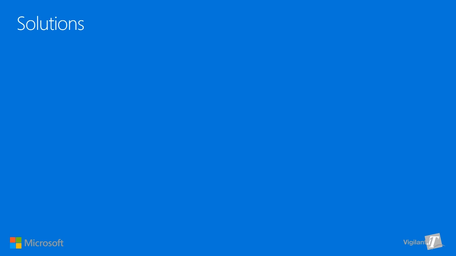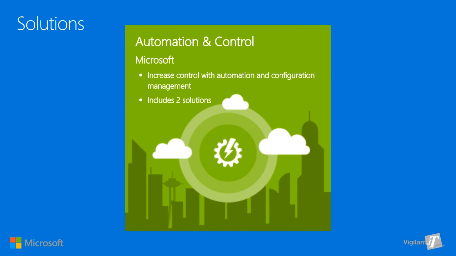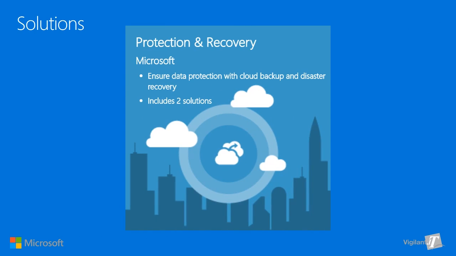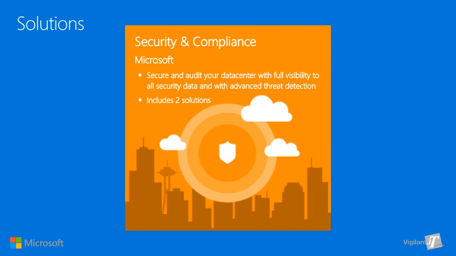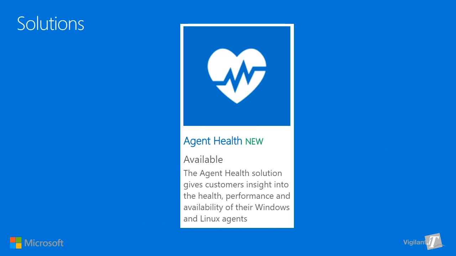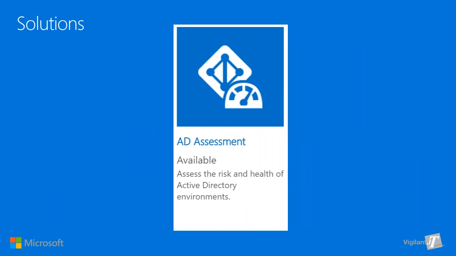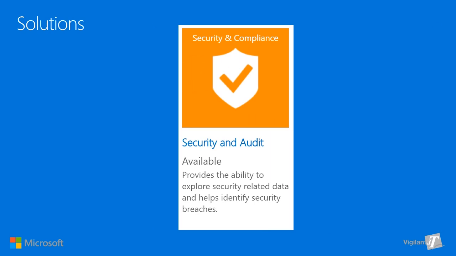As of today, OMS solutions can be divided into 4 major categories or themes: insight and analytics, automation, backup and disaster recovery, or security and compliance. As for insight and analytics, Microsoft develops solutions for data analytics via the Solution Gallery. Some solutions include Agent Health, to take a look at the health of the OMS agents, AD Assessment, the health of your Active Directory environment, which leverages AD best practices, or Security and Audit, which gives you insight to all security-related data.